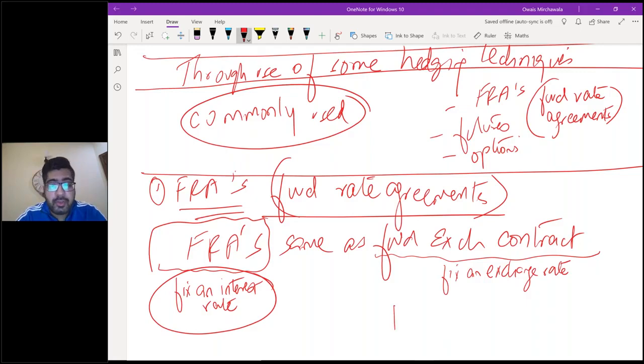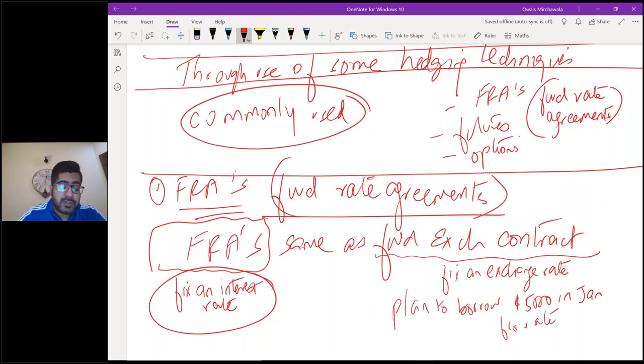For example, you plan to borrow 5,000 in January, after 2 months. There's always a risk that interest rates may go up. Fix a rate. Go to the bank, enter into a FRA. Okay, we will fix the rate at 10%. Whatever the rate in the market is in January, you will still get 10%. This is the FRA.